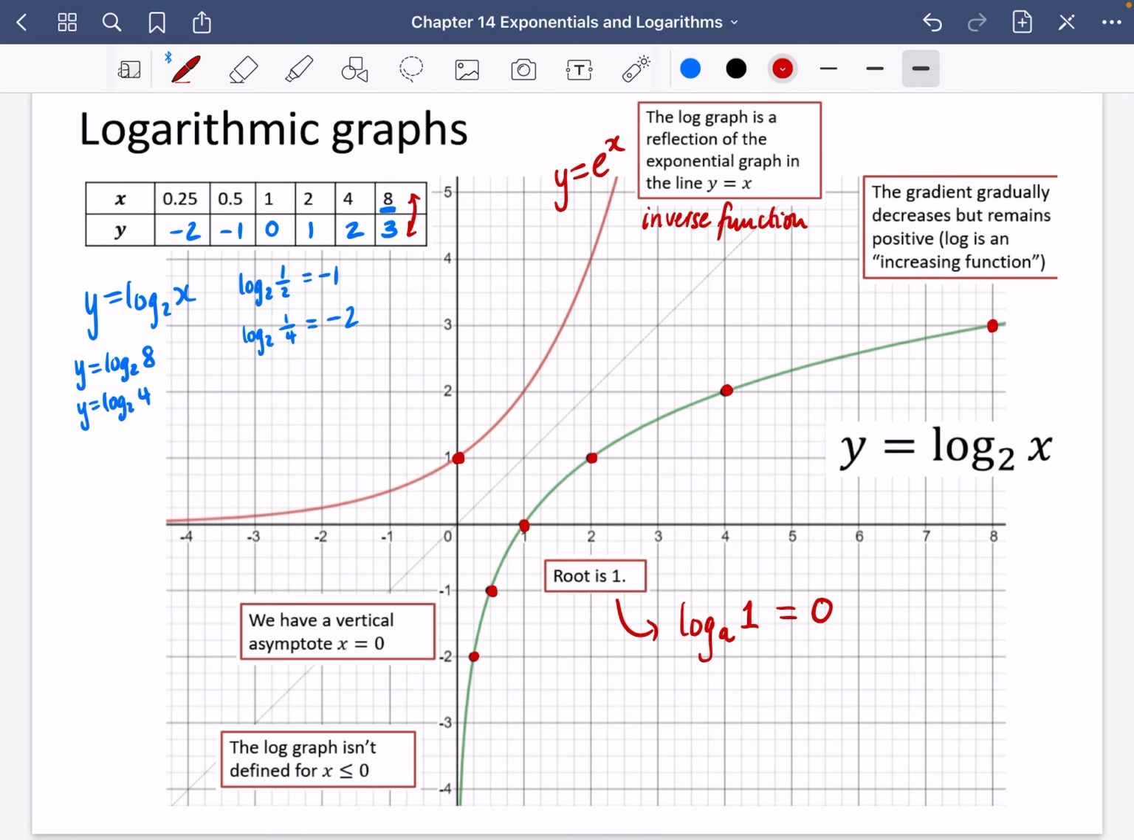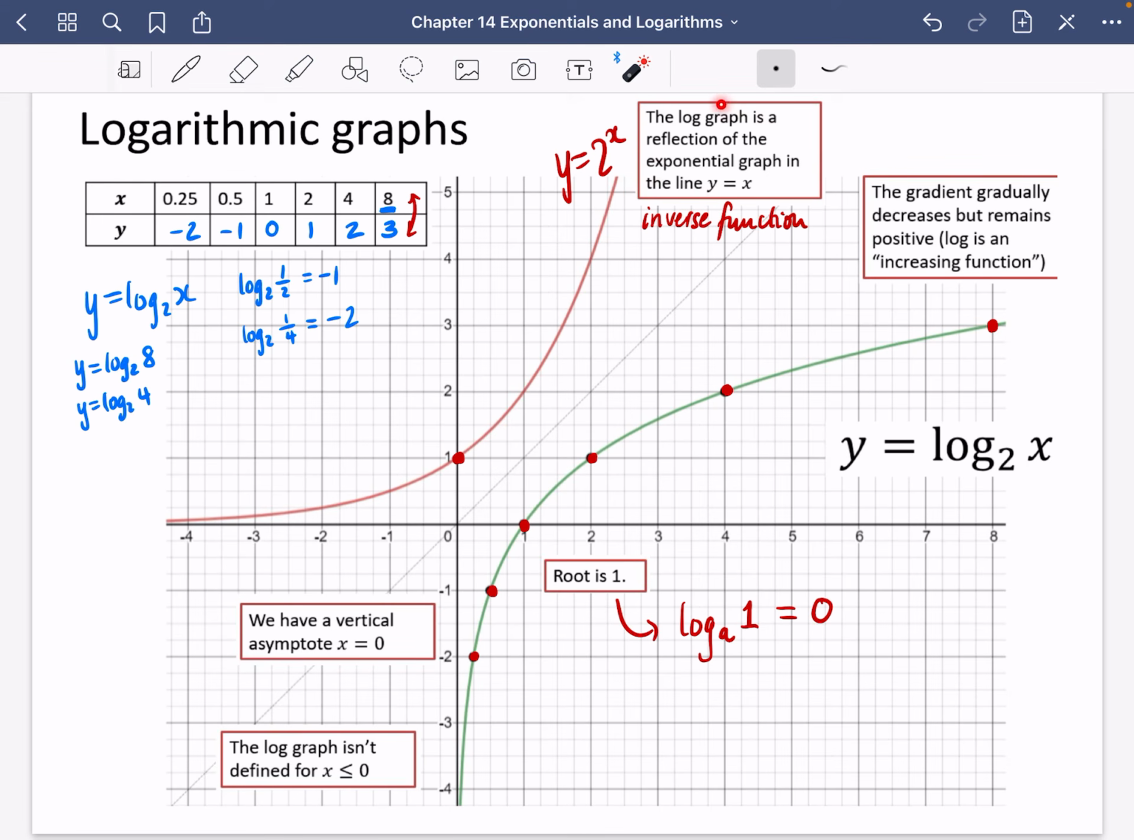Oh no, this isn't e to the x. Why did I say this was e to the x? This is y equals 2 to the power of x. Sorry about that. These two functions, 2 to the power of x and log base 2 of x, are inverse functions. Don't know why I said that with e at all.